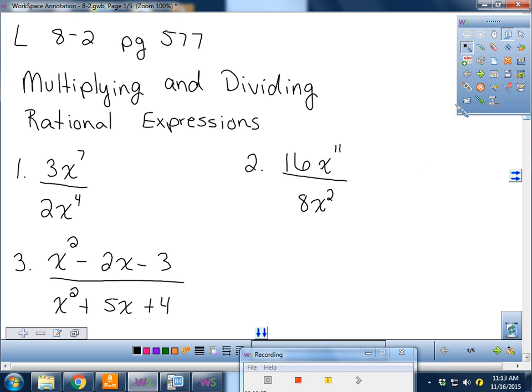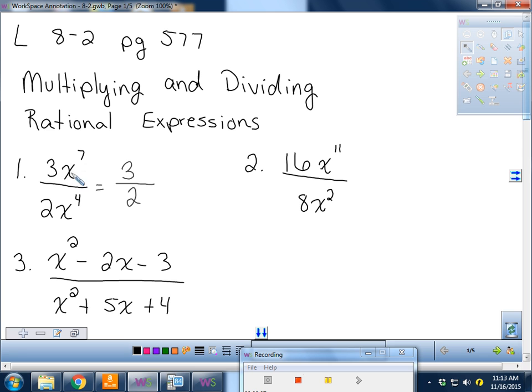All right, so you always divide. Okay, we have done these plenty of times. You always divide the like parts. So in other words, I'm going to divide my coefficients. 3 over 2 does not simplify or reduce. It's still just 3 over 2.